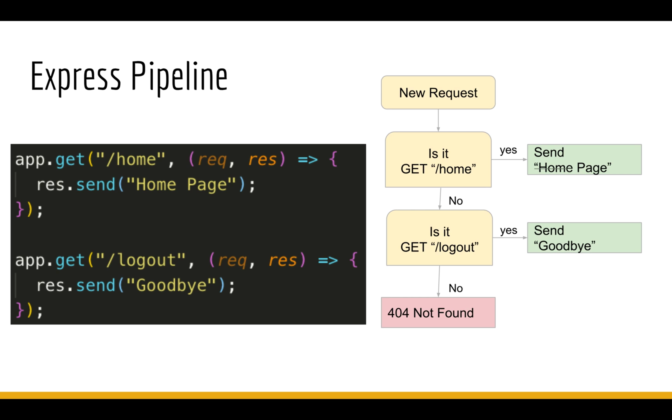Again, as another example, if we had received a request that was actually going to home, then it would check that first box and go to send home page, instead of continuing down.